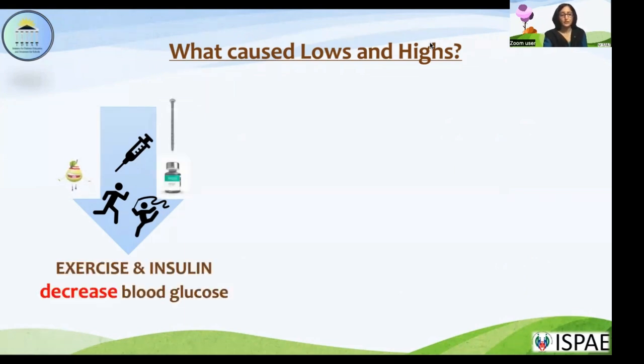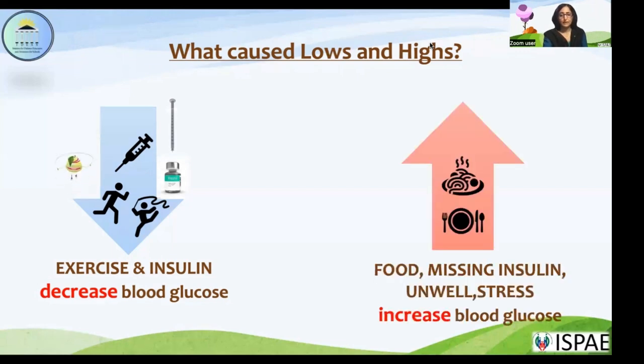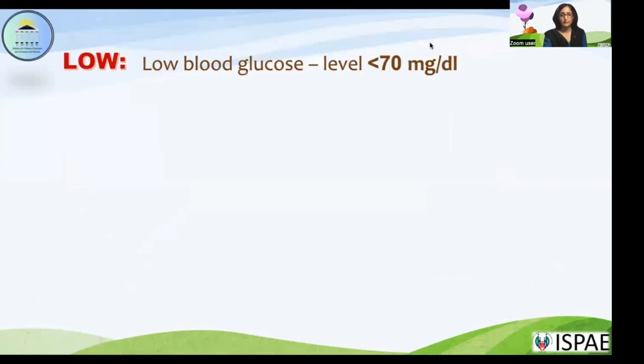Now, in situations where the child has excessive exercise or unplanned physical activity, or if the child takes the dose of insulin without consuming a meal, the child can go into a state of low blood glucose levels. While if a child misses the dose of insulin completely or consumes food which is disproportionately higher in amount compared to the dose of insulin taken, or if the child is unwell, ill, not keeping good, or is in a situation of extreme stress because of exams or competitions, the child can have a high blood glucose level.